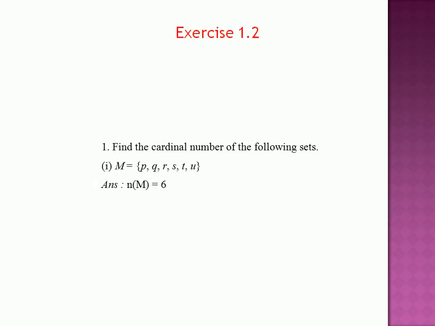Exercise 1.2, first sum. Find the cardinal number of the following sets. First subdivision, M equal to the set of P, Q, R, S, T, U. I already told you what is called the cardinal number of a set. How many elements in the set is called the cardinal number. In this set M, there are 6 elements. So, n of M equal to 6. This is your answer.